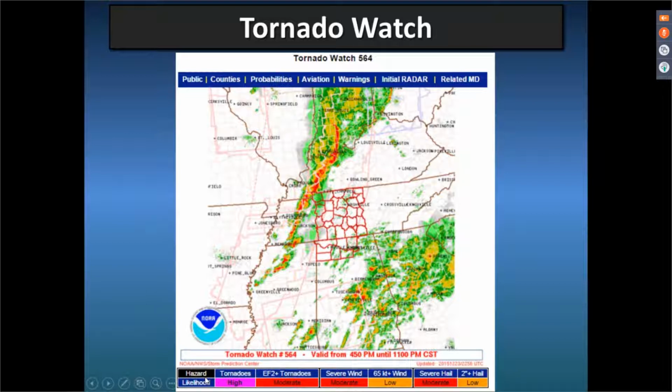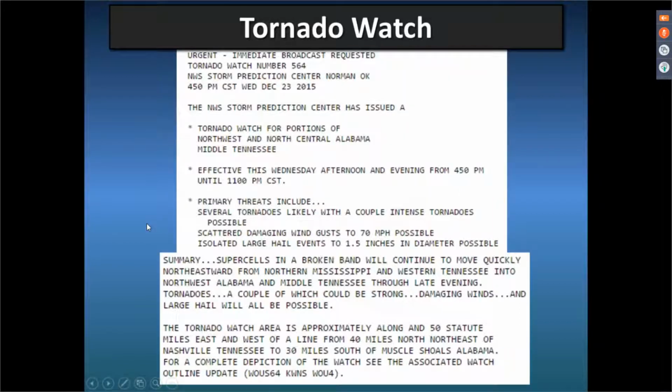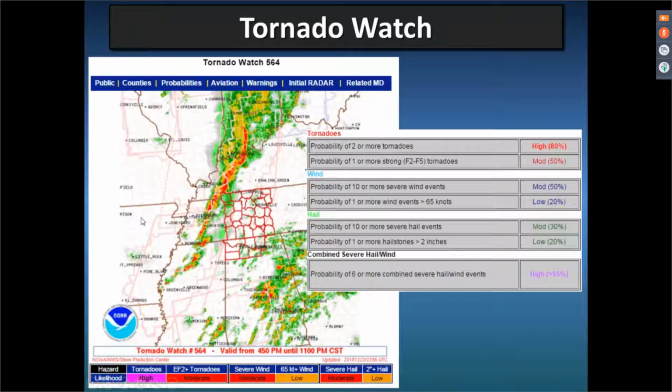And at the bottom there, they put the likelihoods of each threat that they're expecting below the little label there. So their threat for tornadoes in the watch area is high. Their threat for EF2 or higher, stronger tornadoes, is moderate. Severe wind potential is moderate. And severe hail threat is also moderate. So pretty high parameters there for severe weather across that tornado watch. All right, and there's the text of the tornado watch. We don't need to read that right now. I'll skip ahead here.